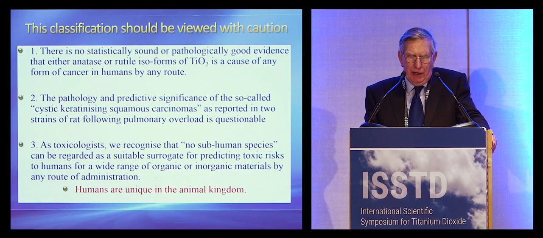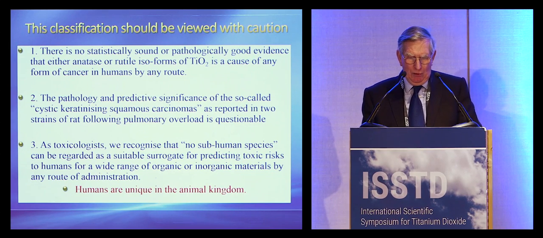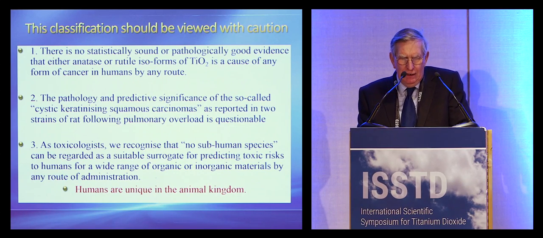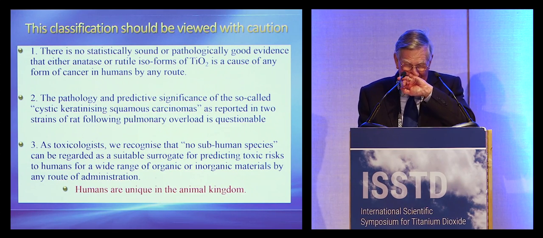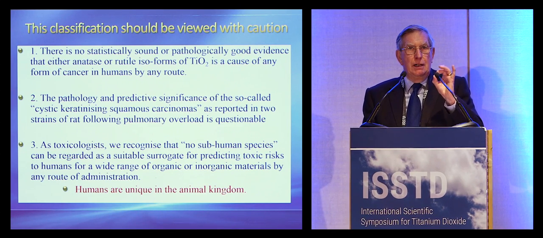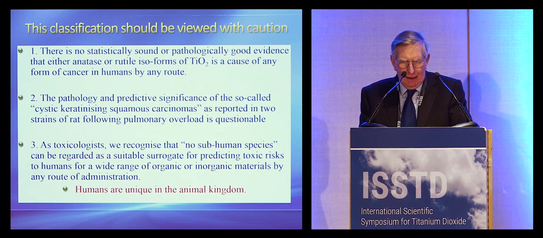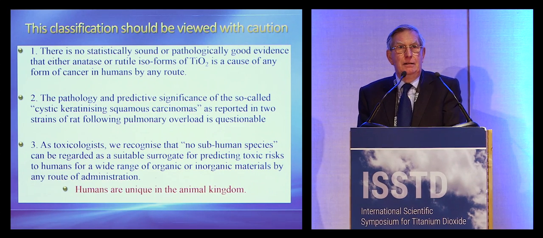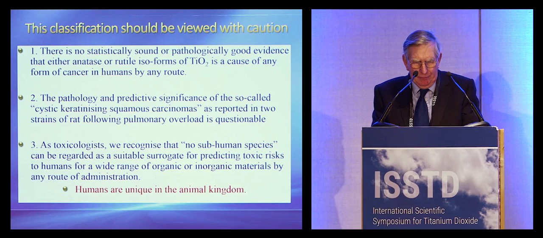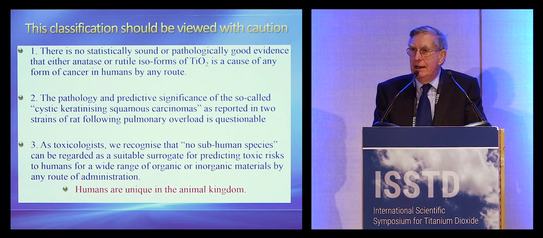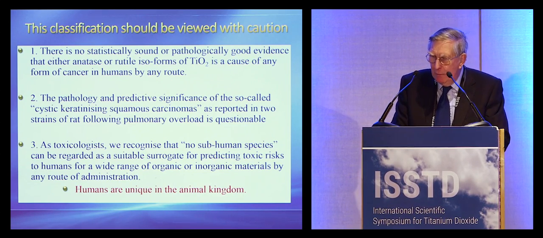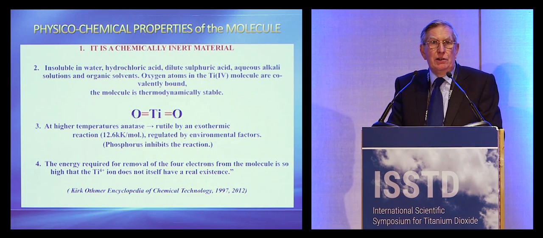I believe the pathology and predictive significance of increased numbers of so-called cystic keratinizing squamous cell carcinomas, as reported in 2 strains of rat, is questionable for reasons I'll mention later. And as toxicologists, we recognize that no single subhuman species can be used as a surrogate for the human animal, for organic or inorganic materials by any route of administration. Humans are unique in the animal kingdom. I'd like to commence firstly, though, by talking a bit about titanium dioxide as a chemical.